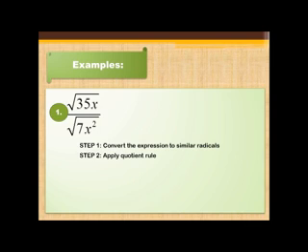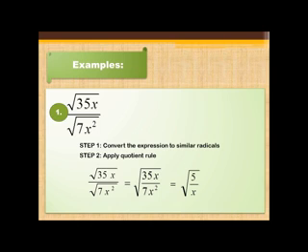Step 2 is to apply the quotient rule. Again, the quotient rule states that the quotient of 2 nth roots is equal to the nth root of the quotient. So, square root of 35x over square root of 7x squared will become square root of 35x over 7x squared. Then, divide. Square root of 35x over 7x squared is equal to square root of 5 over x.